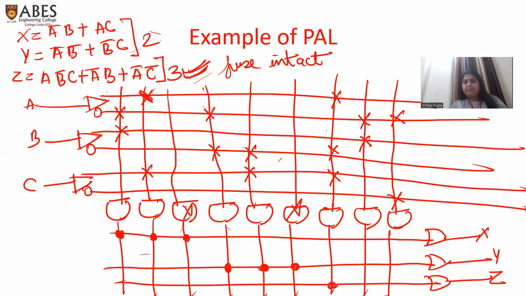For Z, so this is the whole circuit for the programmable array logic. You can easily see the difference that in this PAL, we are using the AND gate as programmable, but I am not using the OR gate as programmable like in PLA. Here, the OR gate is fixed. So this completes the PAL logic.